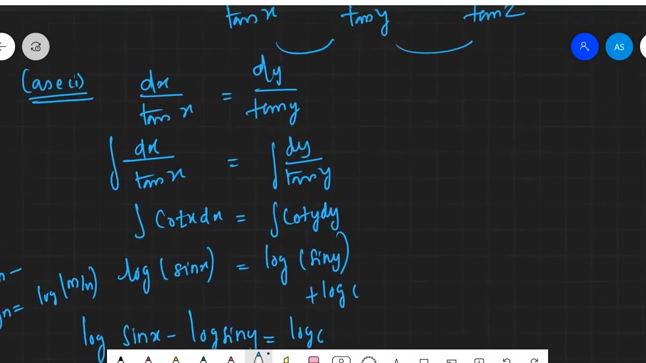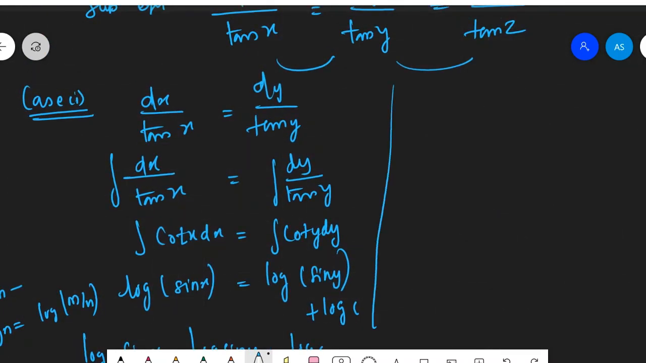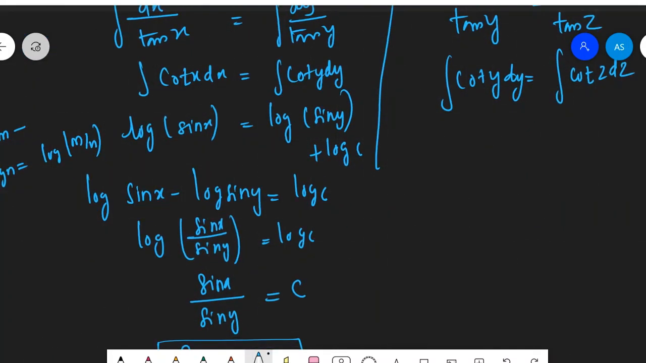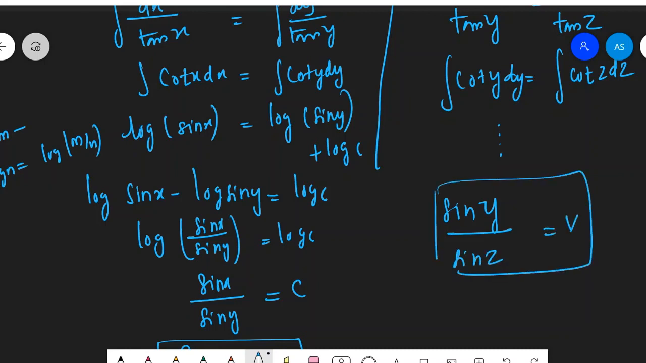In the same way, for case 2, we can equate dy by tan y equals dz by tan z. Integrating on both sides, 1 by tan y is cot y, so cot y dy equals cot z dz. The same procedure as case 1. So the final step is, instead of sin x by sin y, we will be getting sin y by sin z equals v.